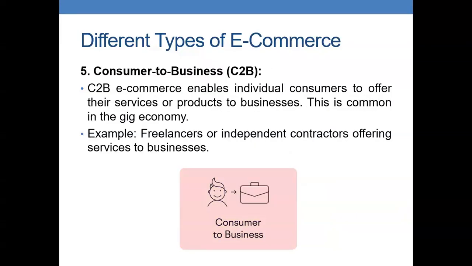Having said that, let me also move on to another form of e-commerce, which is consumer to business. How does one consumer sell goods and services to a business? Freelancers and independent contractors offering services to other businesses. This consumer to business model enables individual consumers to offer their services or products to other businesses. This is common in the gig economy, in this mixed economy system. This is the common way.